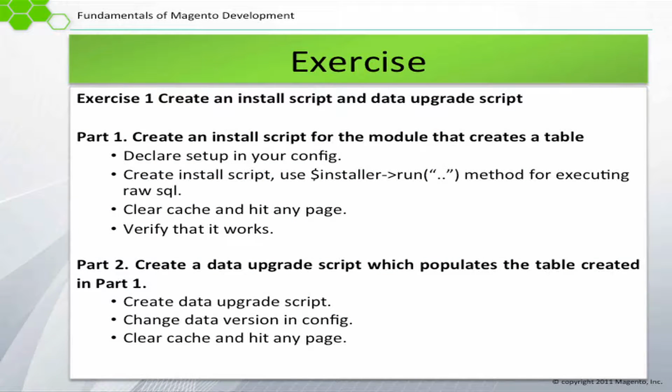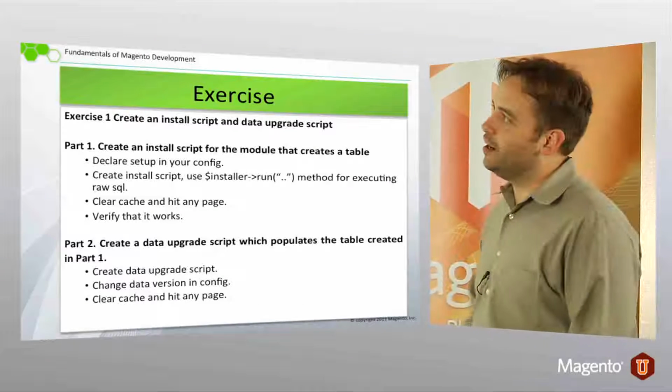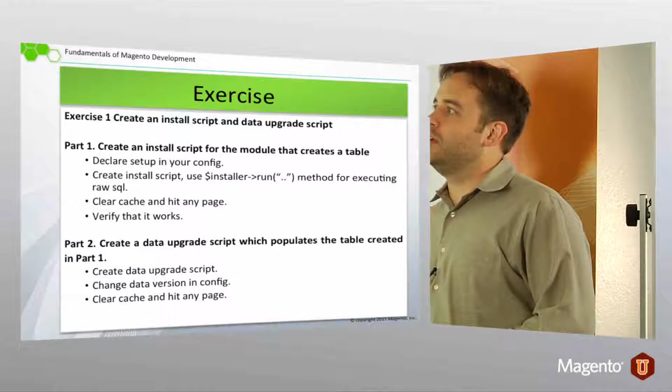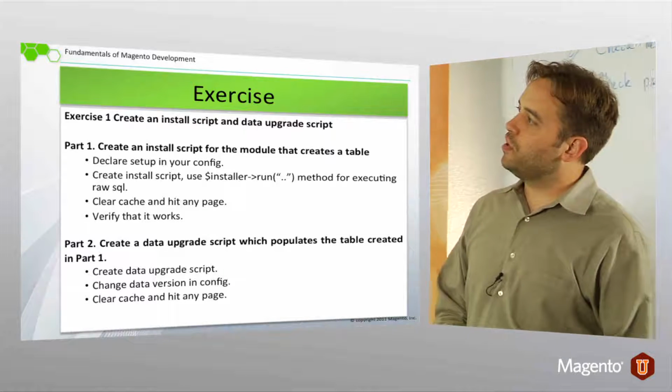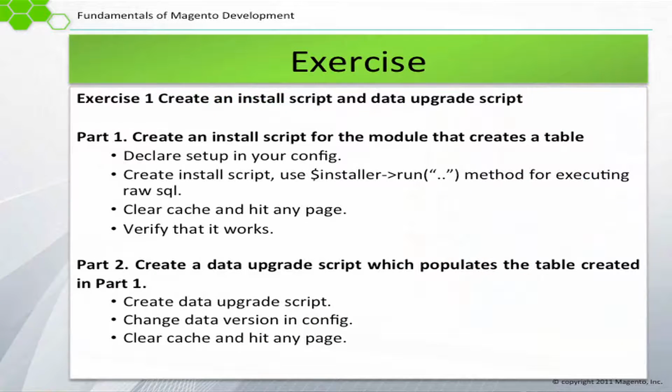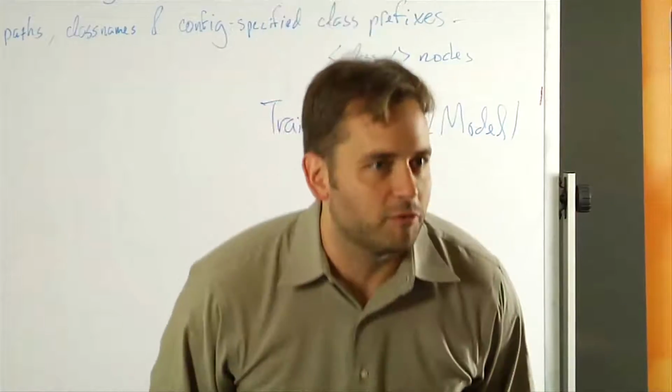This one's good. First thing we need to do, I'll walk through this with you. Create an install script and a data upgrade script. Create an install script for the module that creates a table. So this is what we've been waiting for. Let's make a table for our animal entity. We want to take that code for a spin and see that it actually works.